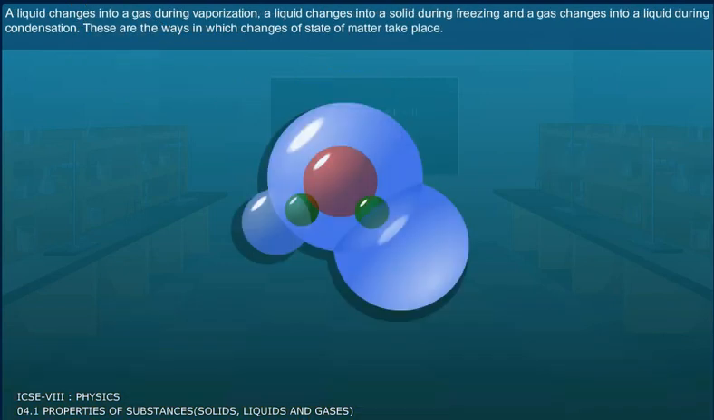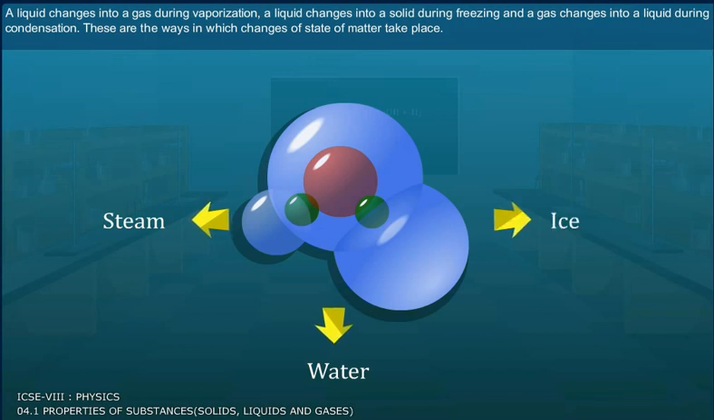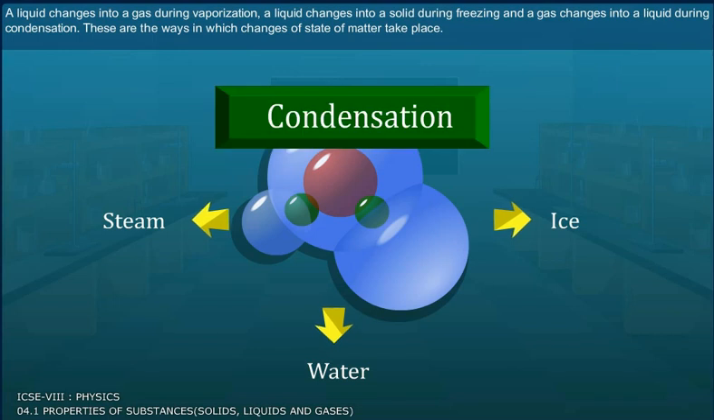A liquid changes into a gas during vaporization. A liquid changes into a solid during freezing. And a gas changes into liquid during condensation. These are the ways in which changes of state of matter take place.